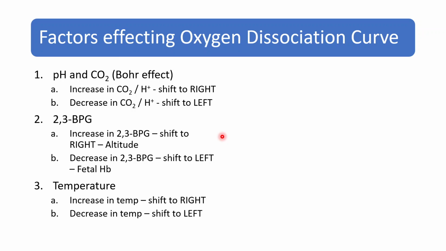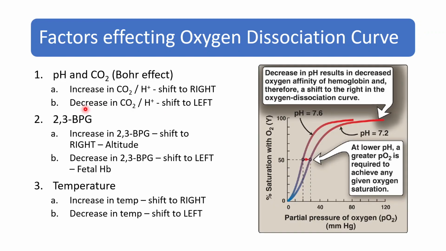First is the pH or carbon dioxide, and the effect of pH and carbon dioxide on the oxygen dissociation curve is known as the Bohr effect. This is what happens in the Bohr effect. When there is an increase in carbon dioxide or an increase in H+ ions, there occurs a shift of the oxygen dissociation curve towards the right, as we have discussed. This is known as the Bohr effect, that is, the effect of pH and carbon dioxide on the oxygen dissociation curve.